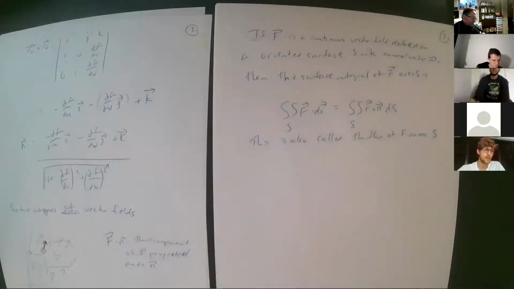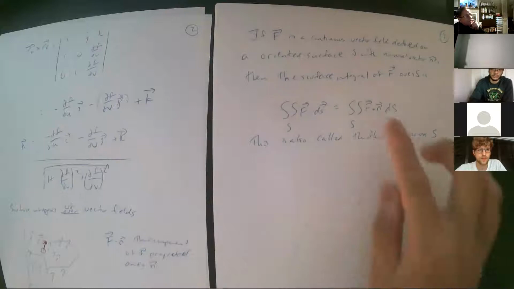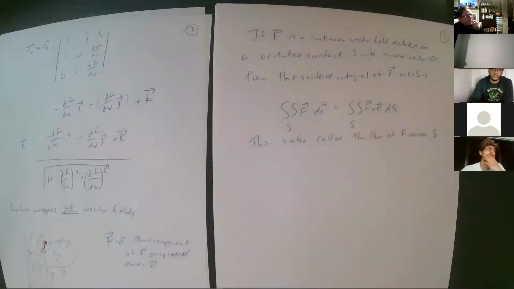It's only a percentage in this case because n is length 1. So if n didn't have length 1, it'd be different. But it's not really a percentage also because this can be negative. If f points in the exact opposite direction of n, this number is going to be negative. So you can think of it sort of like a percentage, but not really because I'm allowed negative numbers. Does that make sense? Yeah.